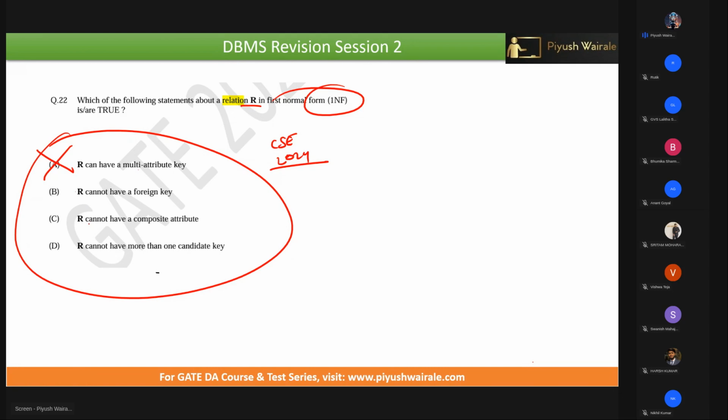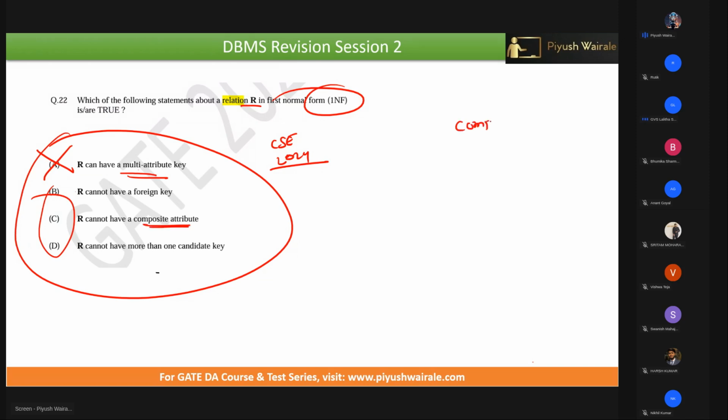Cannot have composite attribute. Composite attribute is there. Cannot have more than one candidate key. It can have, so this is not anyway correct. So, multi-attribute, but in 1NF, all the attributes must be atomic, right? Then, yes. So he asked which of the following is or are not true, right? So C must be an option since R cannot have a composite attribute.